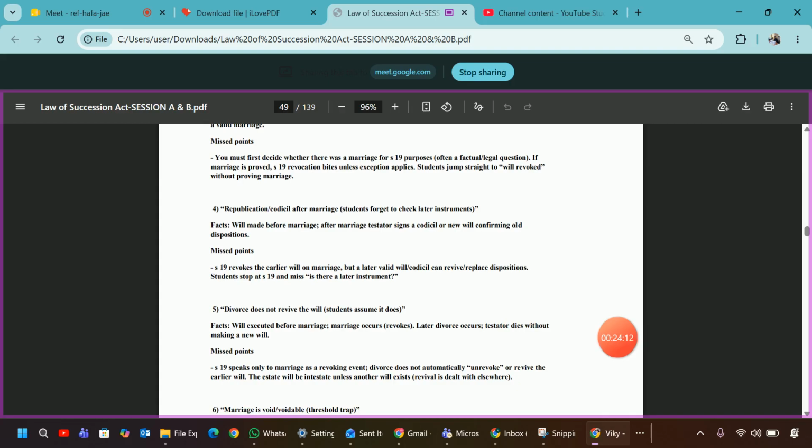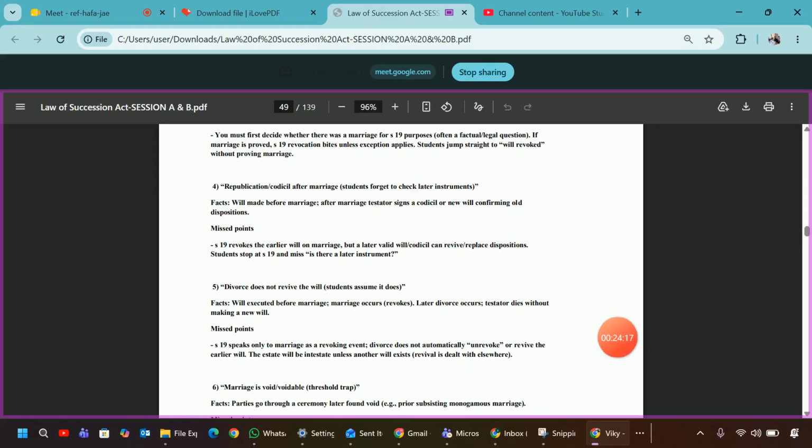4. Republication or codicil after marriage. Students forget to check later instruments. What are the facts? A will was made before marriage. After marriage, testator signs a codicil or a new will confirming old dispositions. This therefore says that Section 19 revokes the earlier will on marriage, but a later valid will or codicil can revive or replace dispositions. Students stop at Section 19 and miss there is a later instrument to that effect.